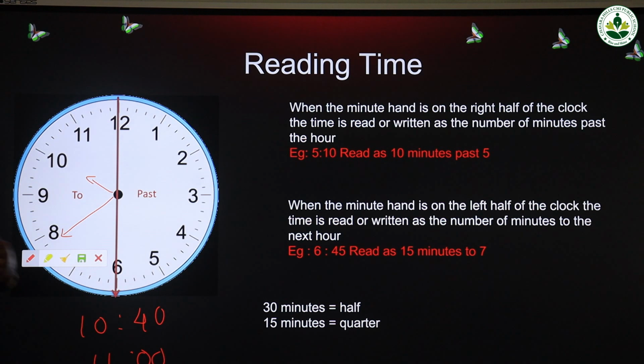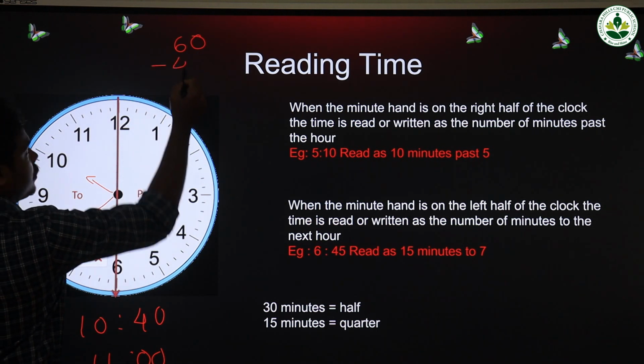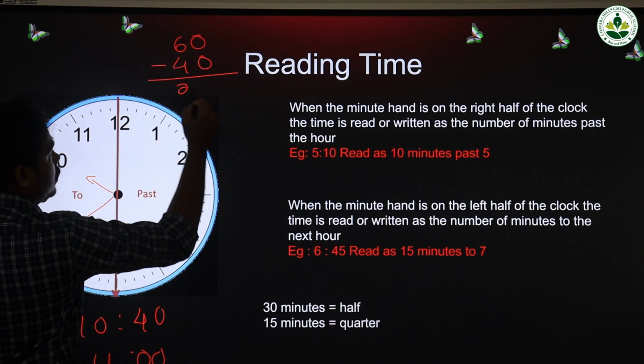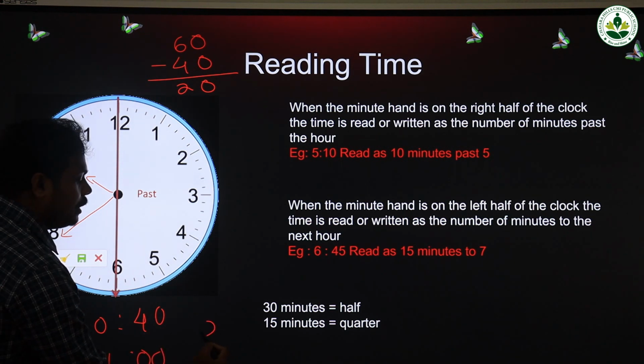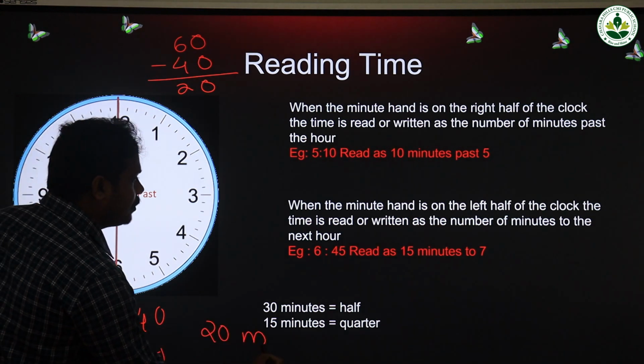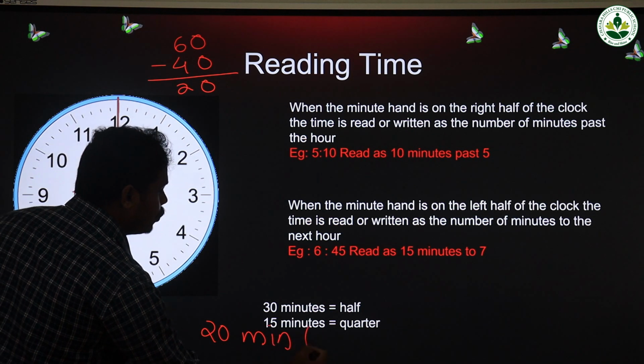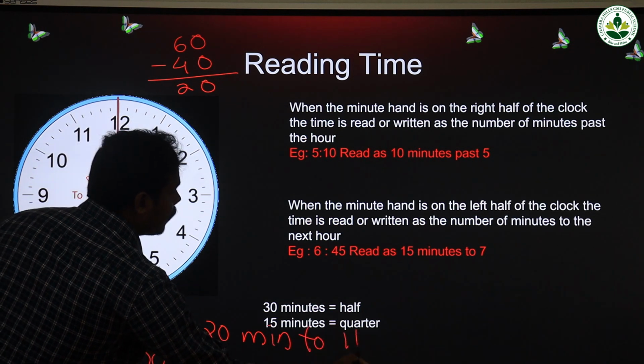How many more minutes do we need to get to 11 o'clock? Here we need to subtract the minutes from 60. The minute hand was on 40, so subtract this one. So we got 20. So here we say 20 minutes to 11.